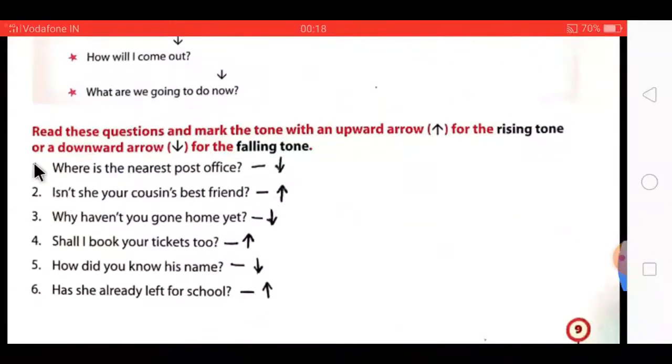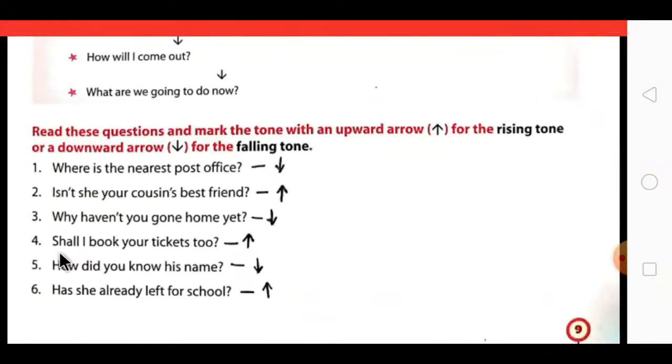Here you are asking a question, where is the nearest post office? So your tone falls down. And the second one is, isn't she your cousin's best friend? So the tone has risen up. Why haven't you gone home yet? The tone is falling down.